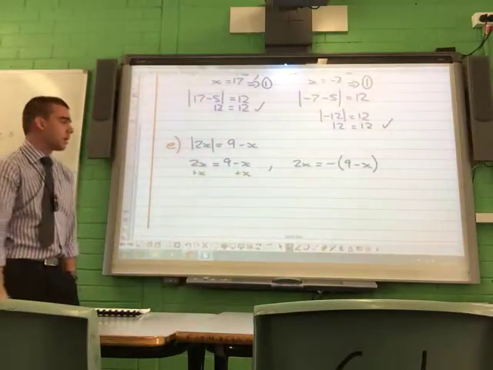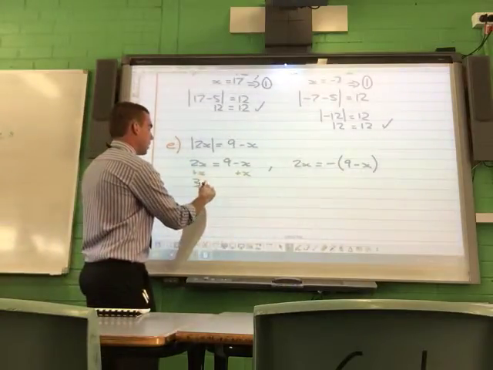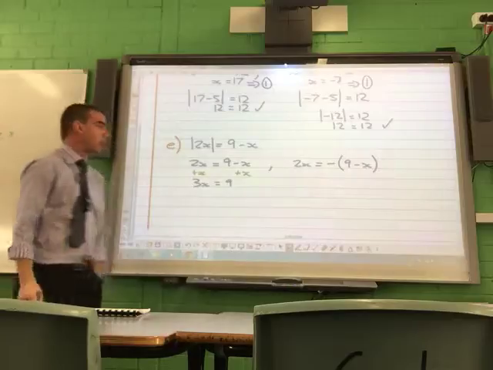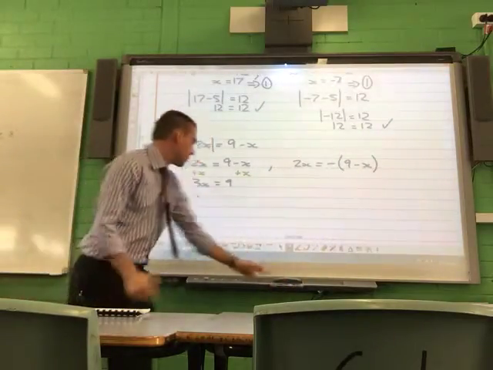Okay, it's almost a three-step equation. So I need all my variables on the left-hand side. So my 3x will equal 9. And then of course I'll divide both sides by 3.